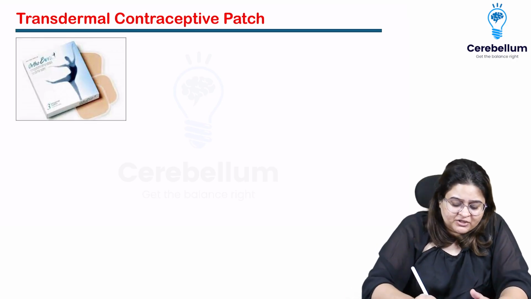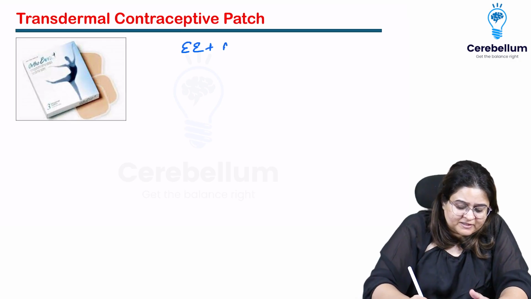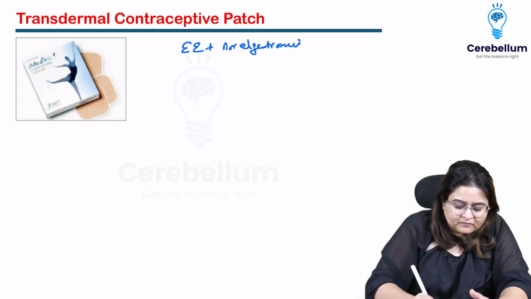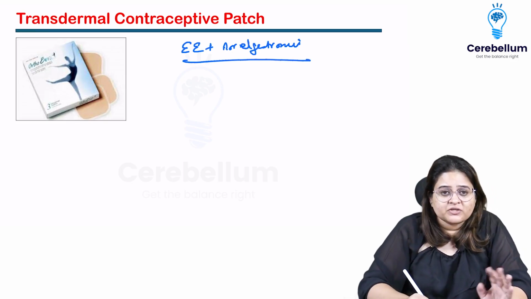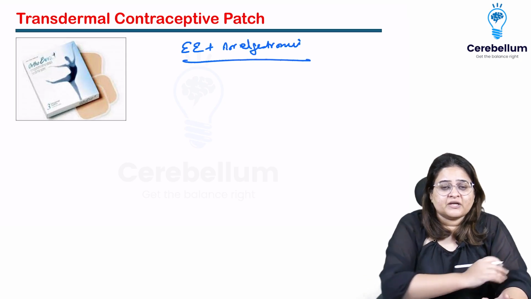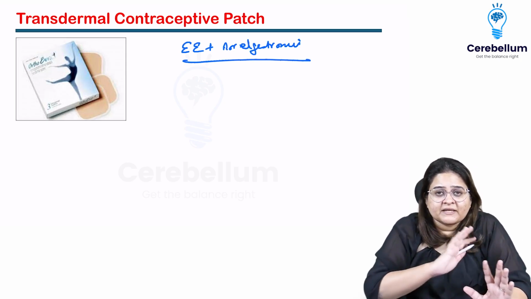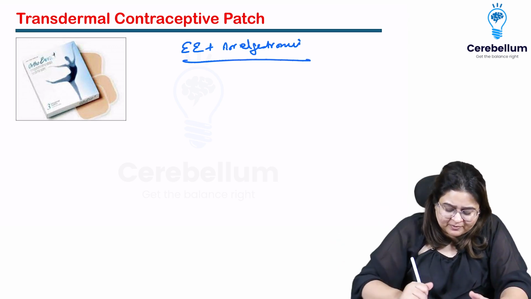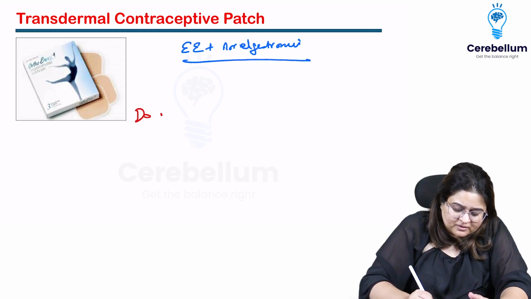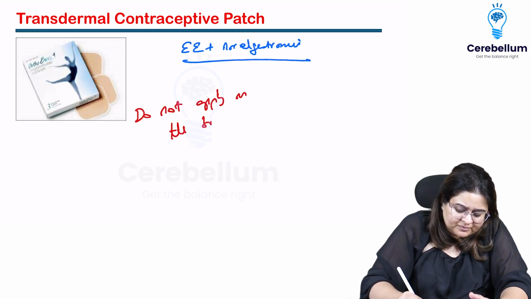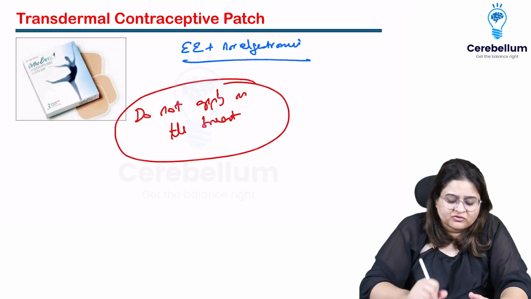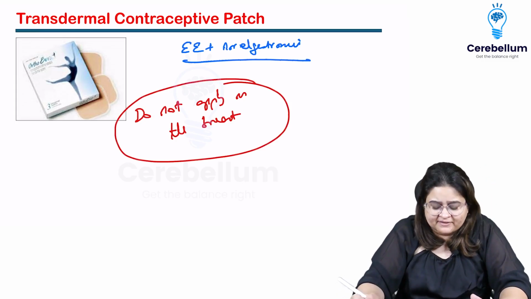Similarly, the patch. The patch contains ethinyl estradiol, and the progesterone component is norelgestromin. Now again, how does she wear this? This is a transdermal patch. Stick it on the skin. Usually we advise on the arm. It can be applied anywhere on the body except the breast. Do not apply on the breast because of the theoretical risk of breast cancer.